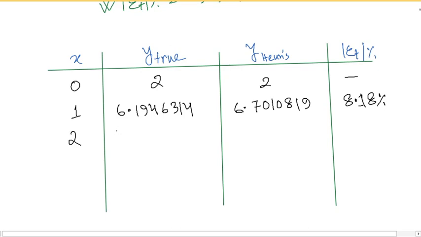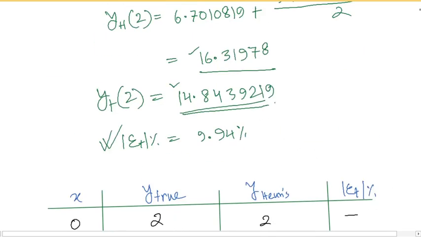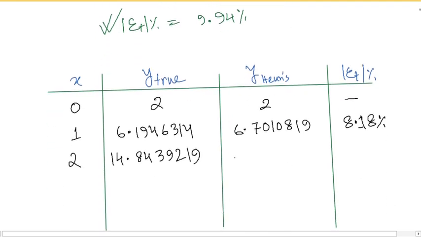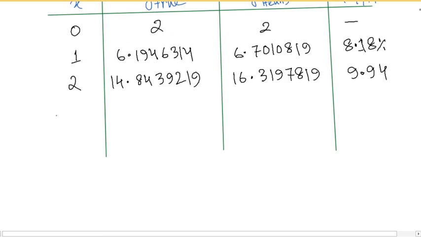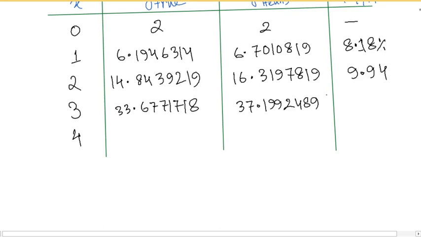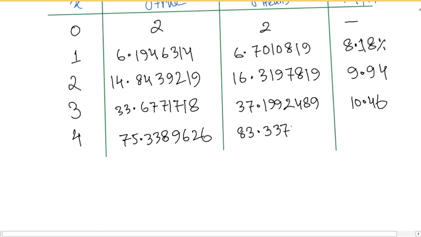And in the next step, the true value was 14.8439219, which we have obtained here, and the Heun's value was 16.3197819, with 9.94%. Then 3 and 4: 33.6771718, 37.1992489, 10.46, and 75.338962, 83.3377674.